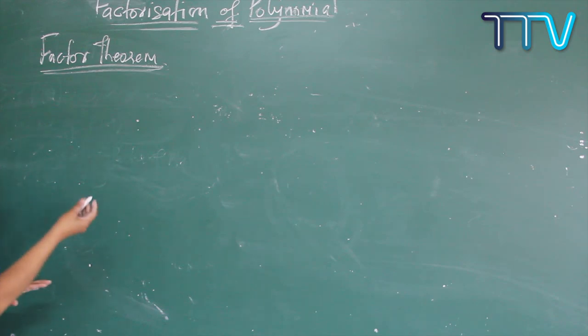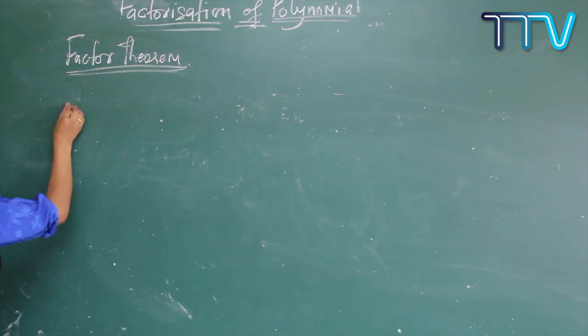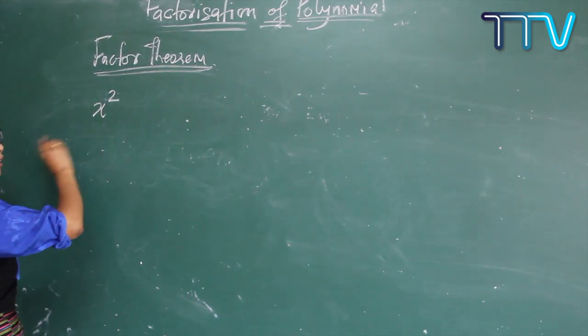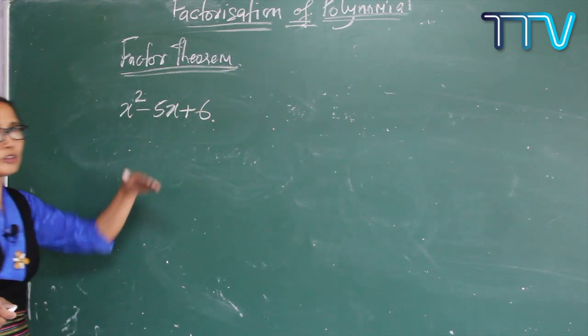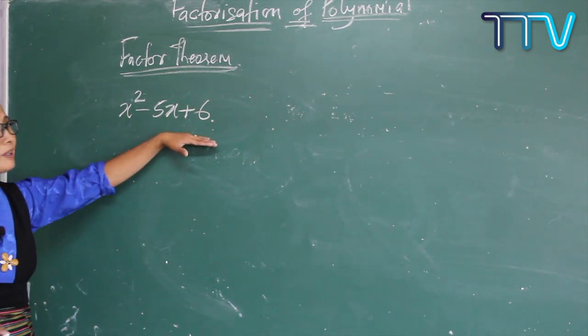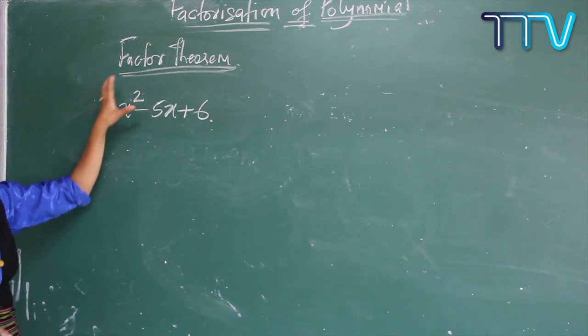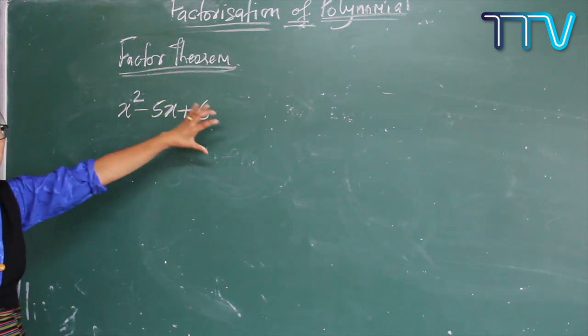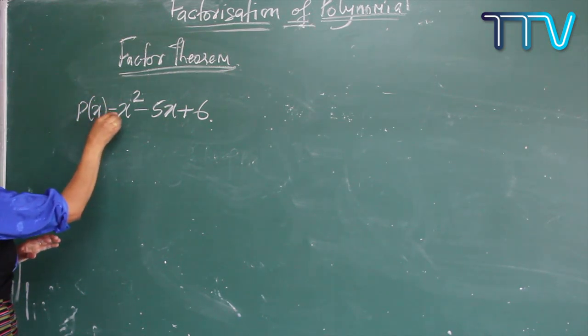Do you remember the remainder theorem? Let me give a simple example, x square minus 5x plus 6. I'm going to give one example of a polynomial. Here this polynomial has variable x with degree 2, so this is called a quadratic polynomial. Polynomial with variable x can be represented in this way.